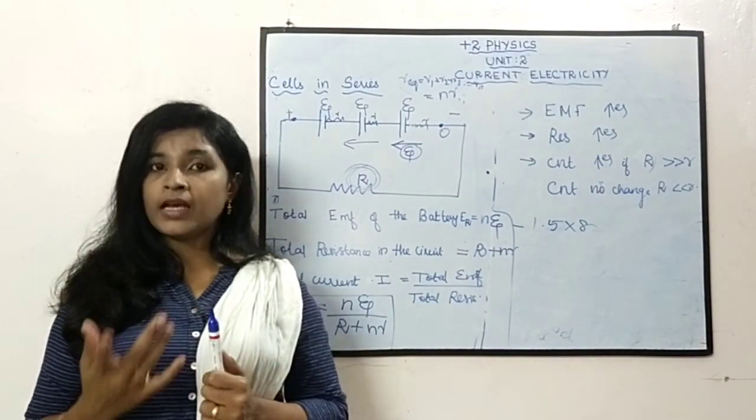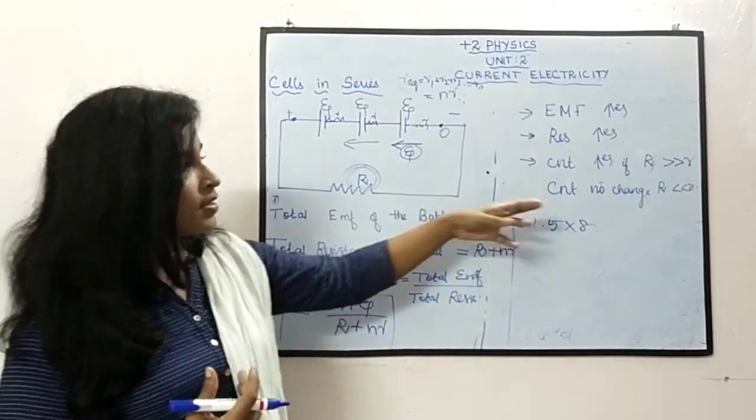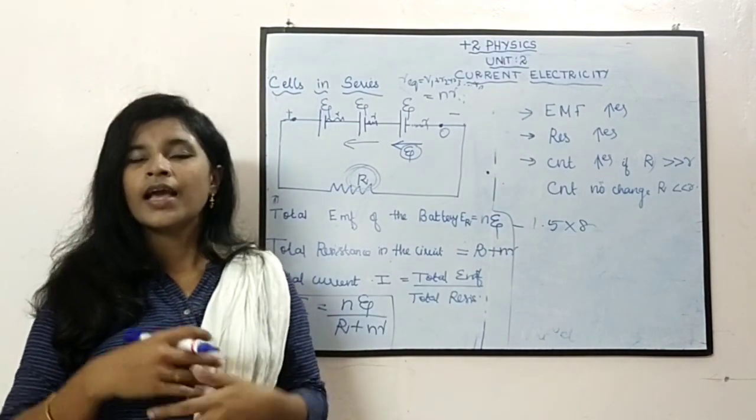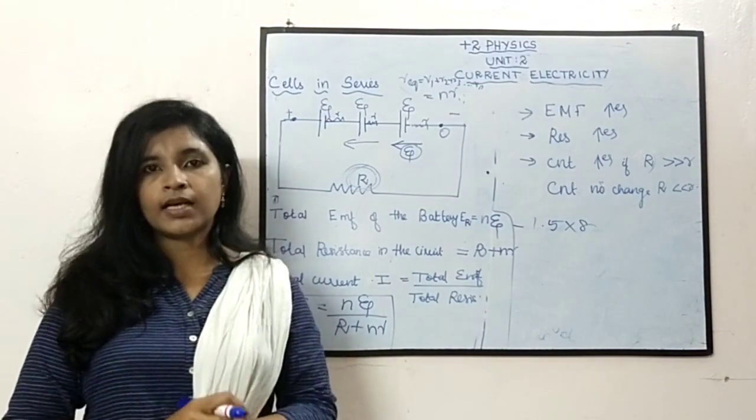Why? Because if I am connecting in series, compared to the internal resistance, my external resistance is very small. So what happens? There is no change in current. Therefore, my motorcycle doesn't move.